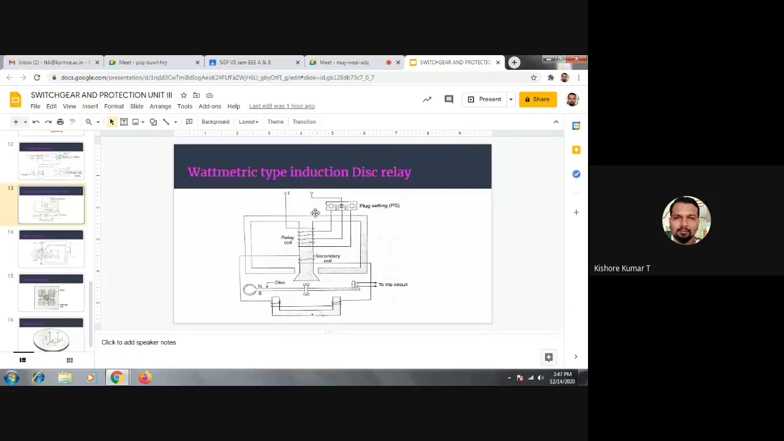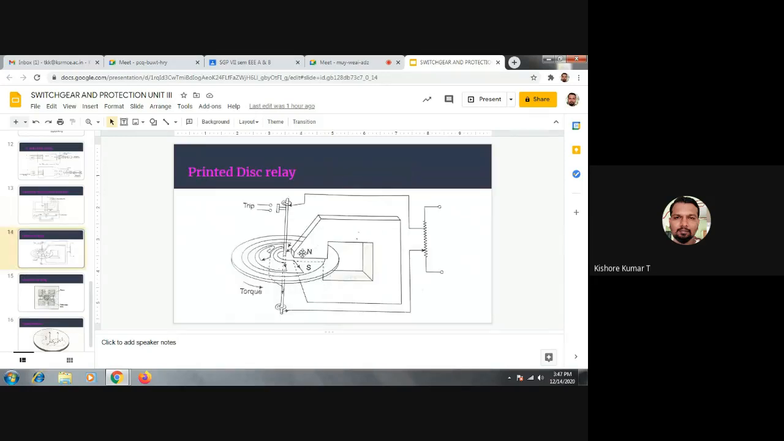This pole is an electromagnetic pole. Whereas for a printed disk relay, there will be a permanent magnet, and the relay coil will be direct. Whatever current is drawn by the relay coil will be directly given to the disk. That means the relay coil is mounted on the disk or printed on the disk. That is why it is called a printed disk relay.